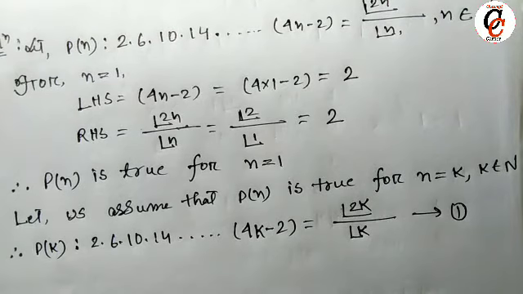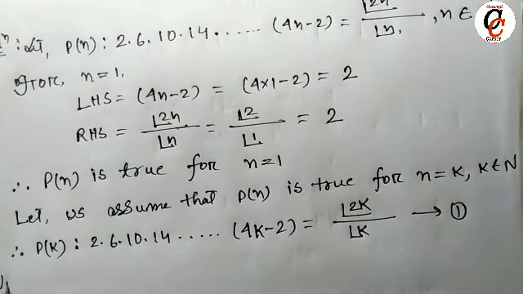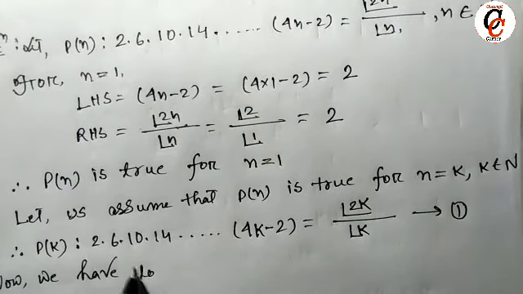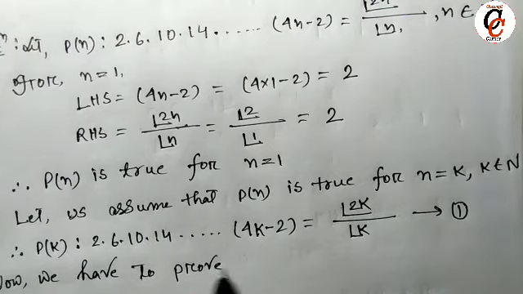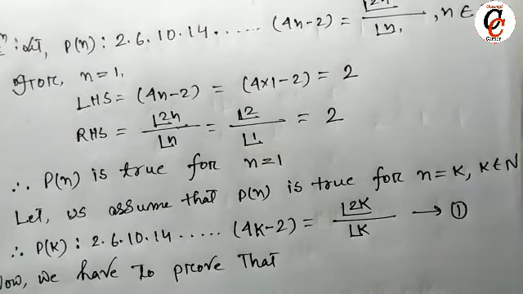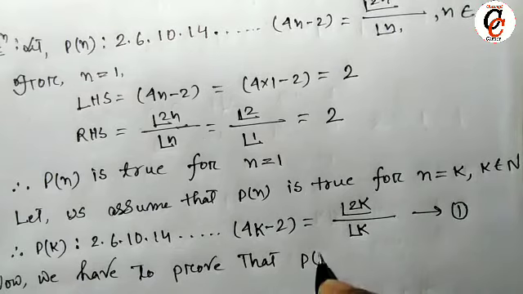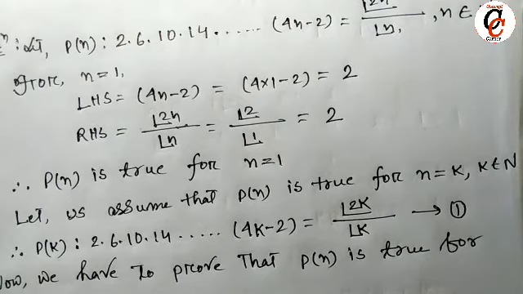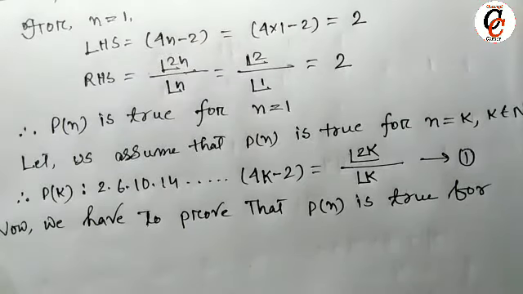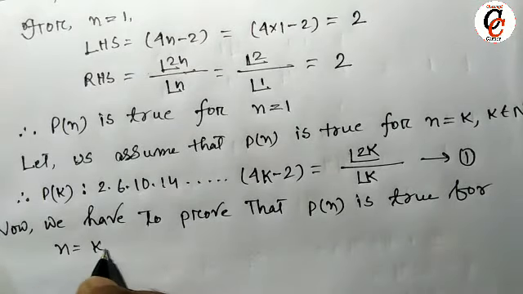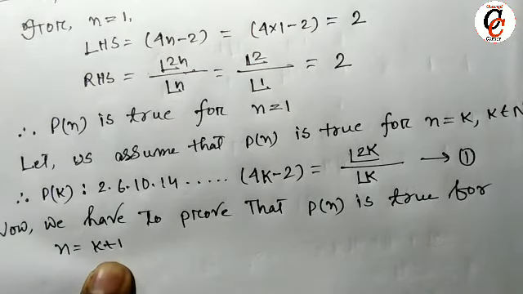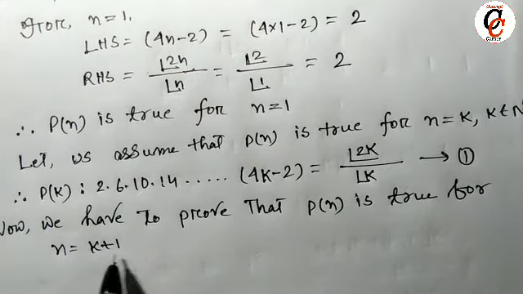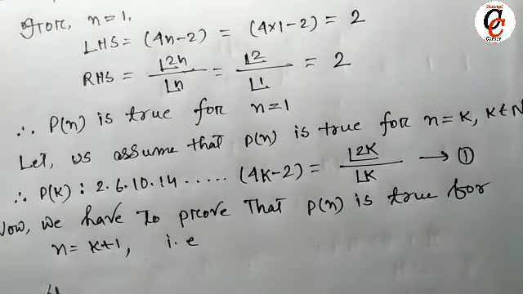Now we have to prove that Pn is true for n equal to k plus 1. No need to write again what k is, because it is already written in the previous steps. So that is Pk plus 1.